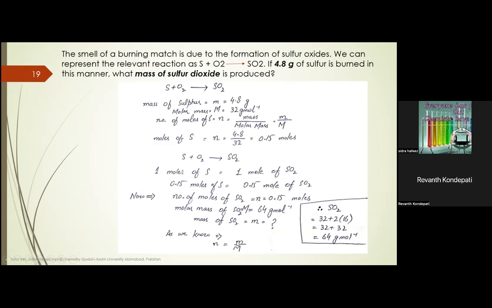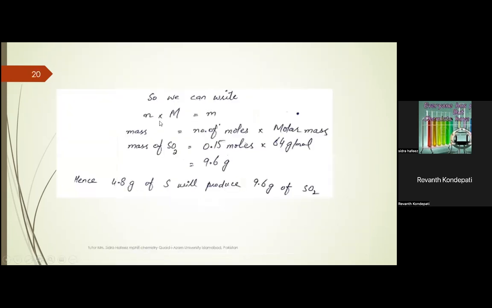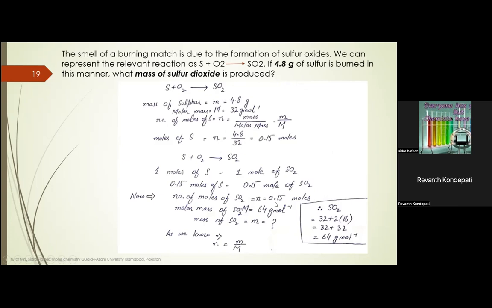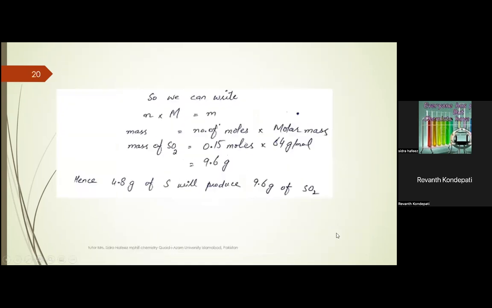Now n is equal to m over M, mass divided by molar mass. Multiply this molar mass with the number of moles, then you will get the mass of your product. Number of moles multiplied by molar mass. Number of moles 0.15 moles, as you have calculated in this statement, multiplied by its molar mass, which you have calculated here. Then you will get the answer 9.6 gram. Hence 4.8 gram of sulfur will produce 9.6 gram of sulfur dioxide, which is your product.